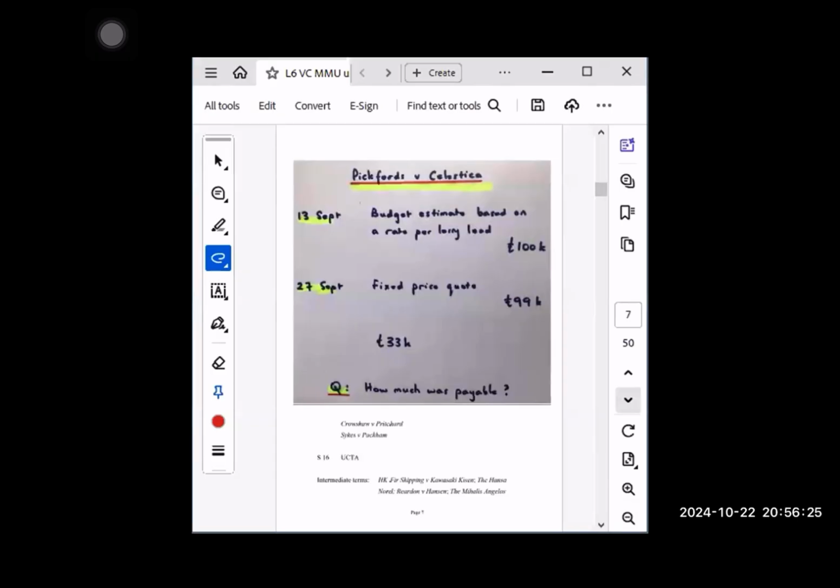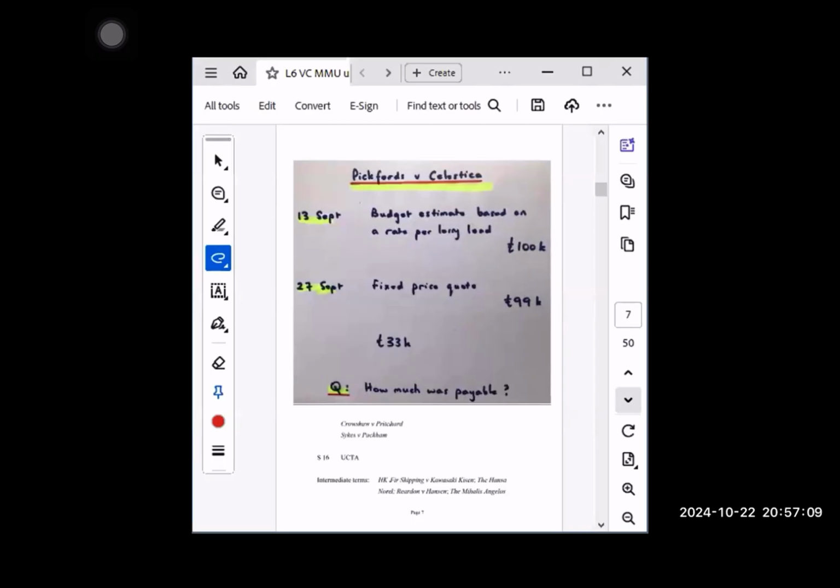The removal company sent a fax dated the 13th of September, which said, budget estimate £100,000 based on a rate per lorry load. On the 27th of September, the removal company did a full survey and they sent a fixed price quote, £99,000, subject to confirmation by the office company. The office company sent a fax headed confirmation that agreed to the 13th of September quote, and they said the cost must not exceed £100,000.